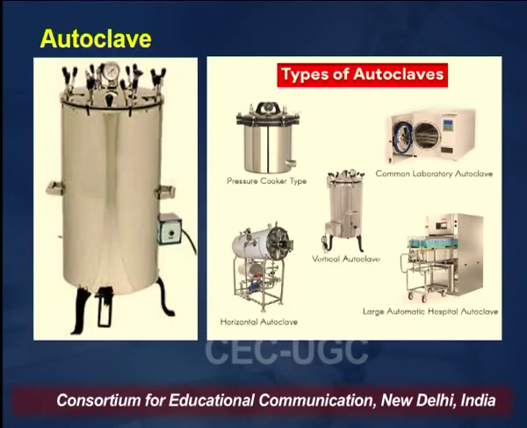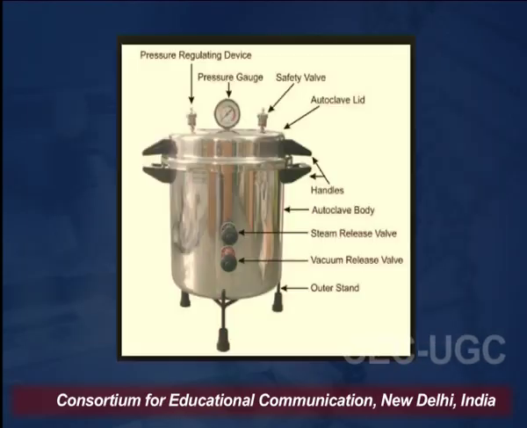Then you have the horizontal autoclave, which is mostly used in hospitals, because the waste generated in a hospital is rich in biological samples and it can attract microbial growth. So, before it can be discarded, it needs to be disinfected. So, before discarding, the disinfection is done in the horizontal autoclave. So, these are the different types of autoclaves depending upon their uses.